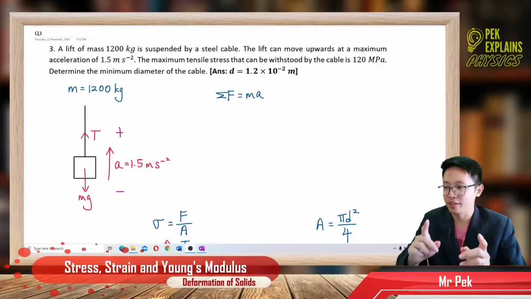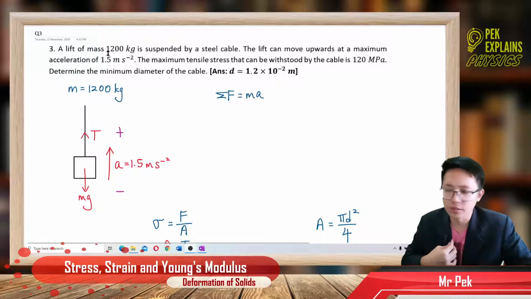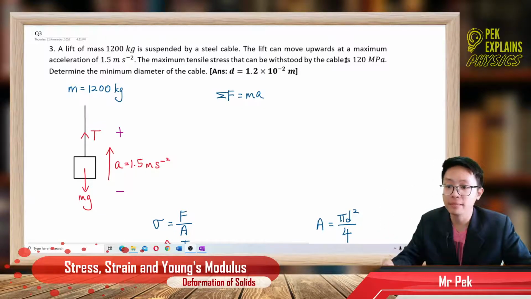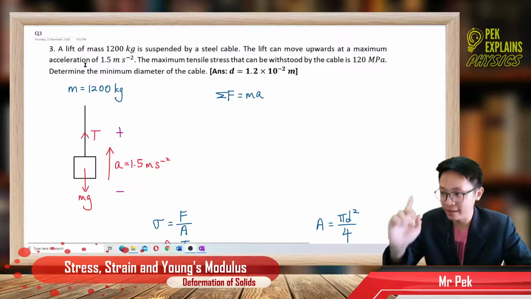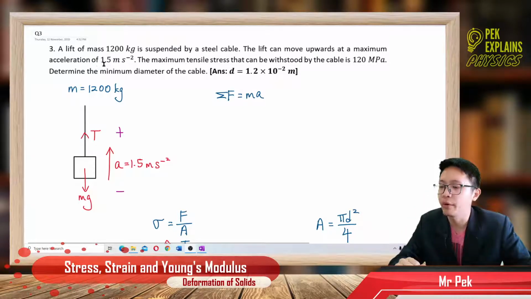Okay, now the third question. A lift of mass 1,200 kilogram is suspended by a steel cable. The lift can move upwards at a maximum acceleration. That means it accelerates up. Now it's not equilibrium. It has acceleration of 1.5 meter per second square.